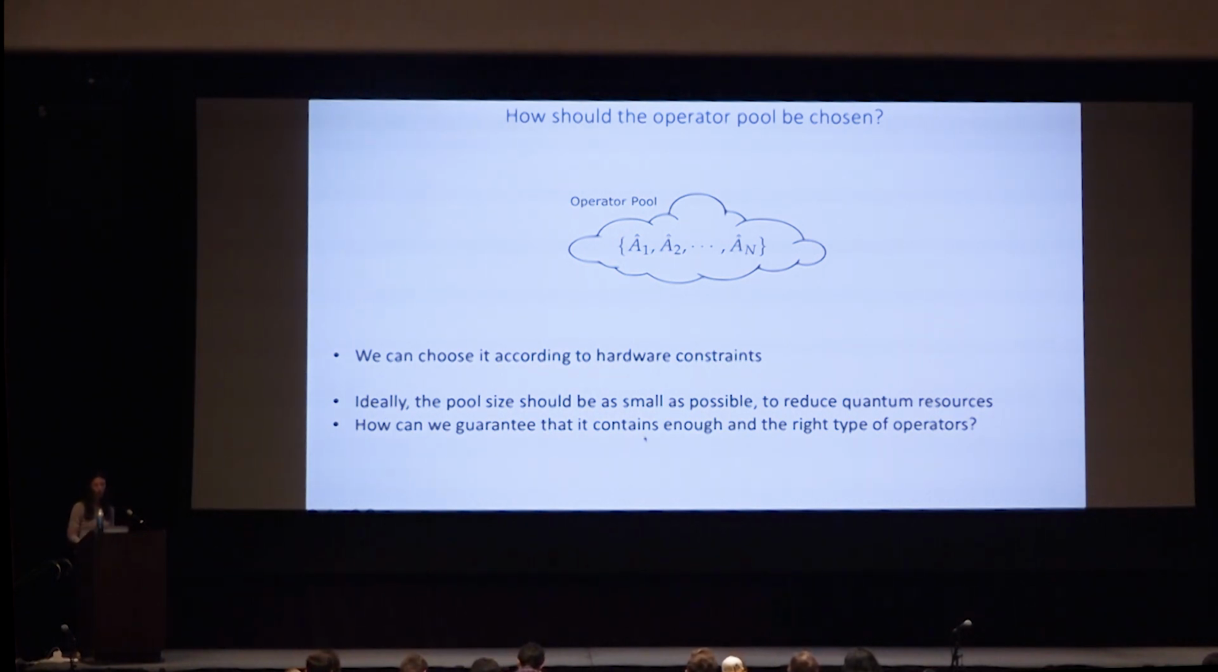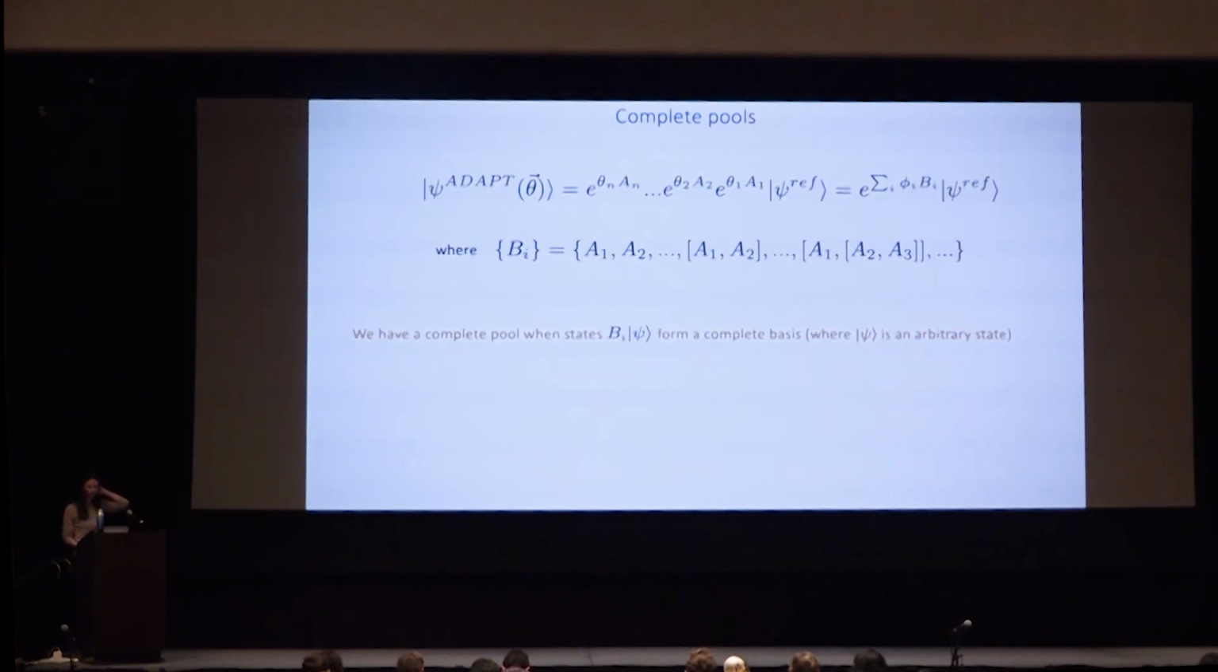And one question is, how can I guarantee that I'm going to choose a pool that will take me to an arbitrary state? The state you're looking for is an eigenstate of some Hamiltonian. It can live anywhere in some Hilbert space of n qubits. And what you want is to guarantee that the operators that you can choose from can in principle take you to any state. And we've done quite a bit of work on that.